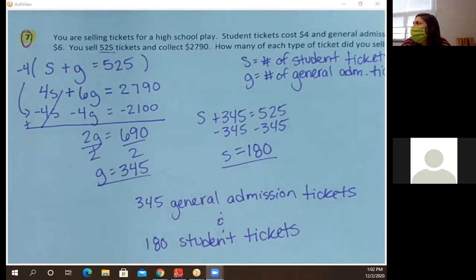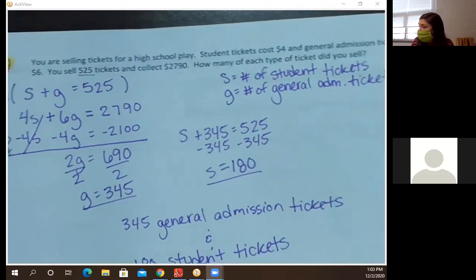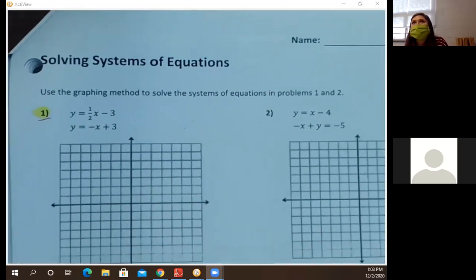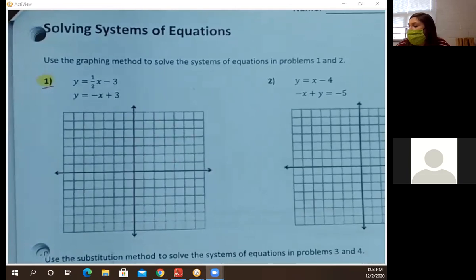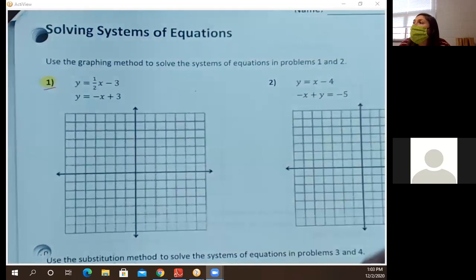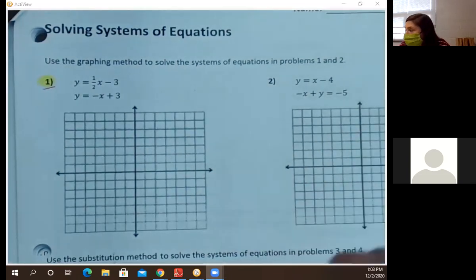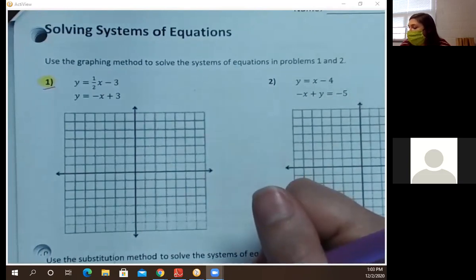Questions for me on number 7? Okay, so we've done a couple examples of elimination. Let's take a look at some of our other solving strategies. So I'm going to turn the page to 141. And number 1 is asking us to solve by graphing. So I have 2 different equations here. I want to graph each of them, and then our solution will be where, if anywhere, those lines intersect.